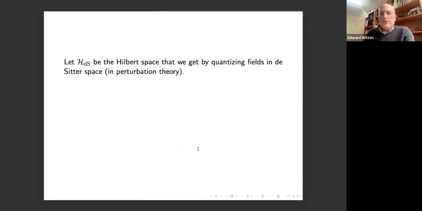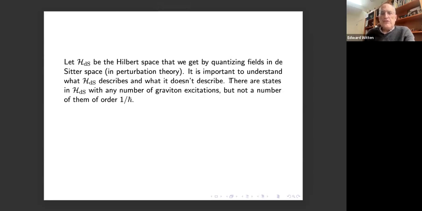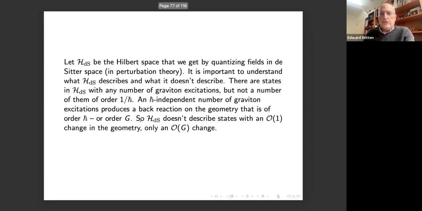Now let HDS be the Hilbert space we get by quantizing fields in de Sitter space in perturbation theory. It's important to understand what it describes and what it doesn't describe. States in HDS can have any number of graviton excitations, but not a number of them of order 1 over h bar. An h bar independent number of graviton excitations produces a back reaction on the geometry that's of order h bar, or in other words, of order g. So HDS doesn't describe states with an order 1 change in the geometry, only an order g change.